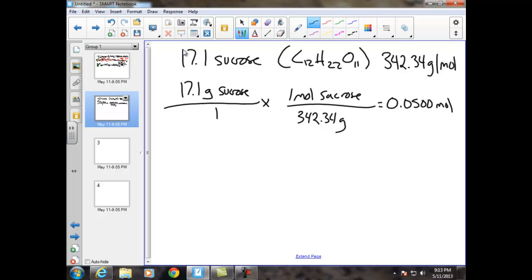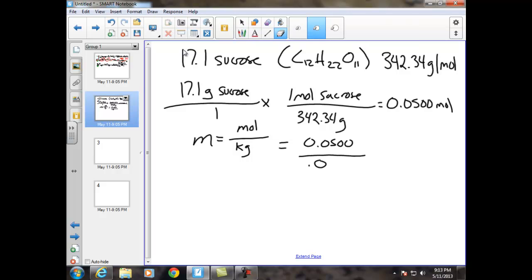Now I divide that by my kilograms of solvent, so 200 grams. Molality equals moles of solute over kilograms of solvent. So 0.0500 divided by 0.200 kilograms, and I get 0.250 molal solution. Okay. So that's my concentration.